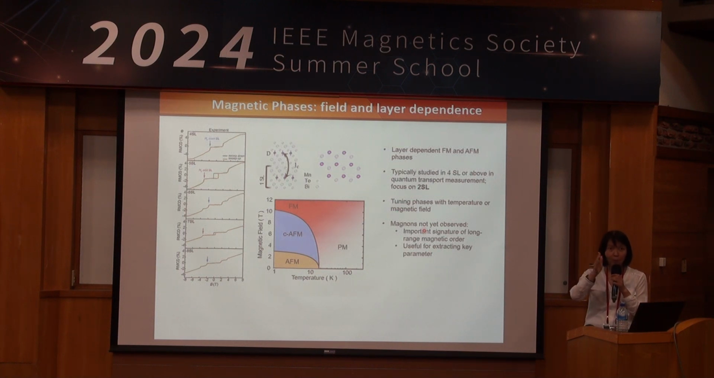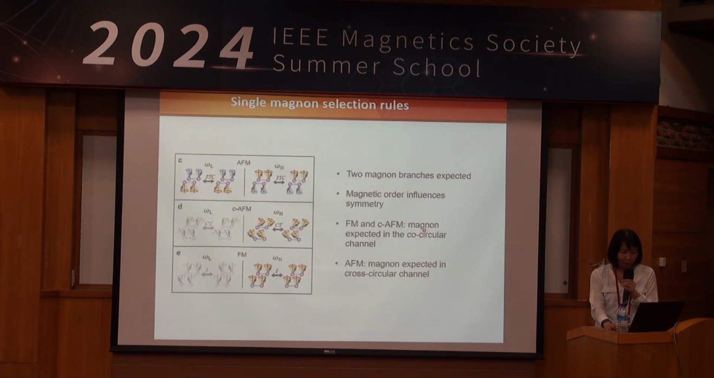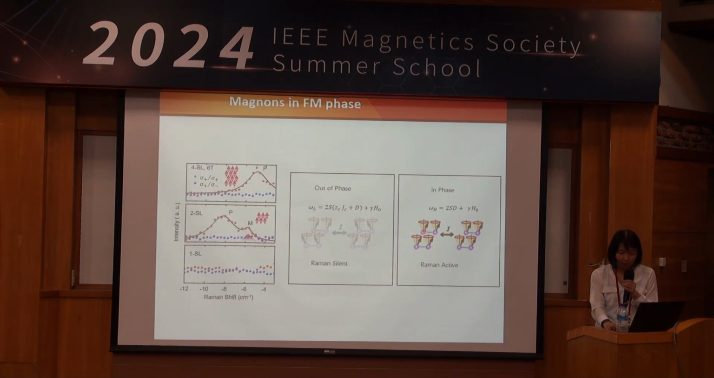People do MOKE measurement or they do MCD measurement, but MCD measurement is only a testimony for spin polarization. It doesn't mean there's a long-range magnetic order. So this is a challenging thing to establish in these materials. Okay, so I won't bore you with the detail, but just to say, these magnons in this material are detected with Raman.